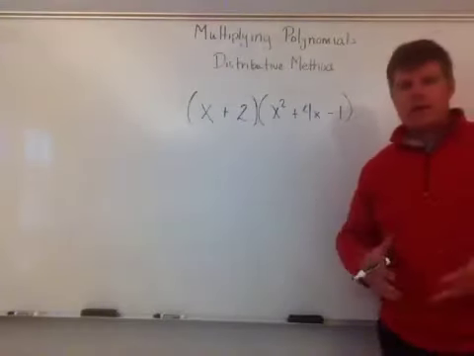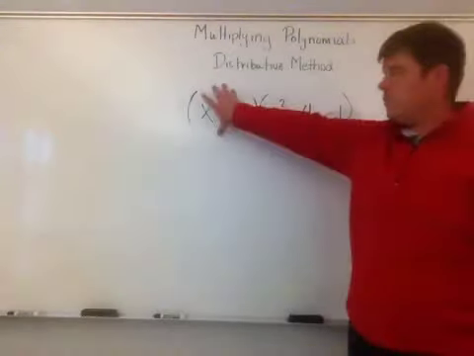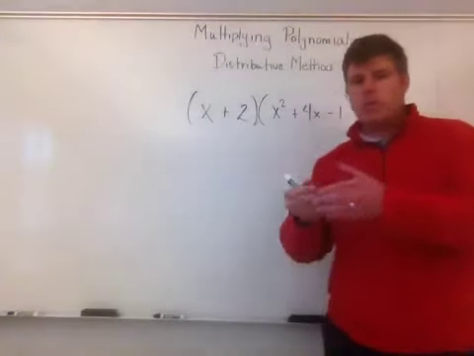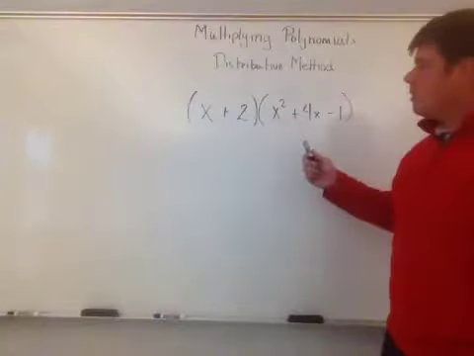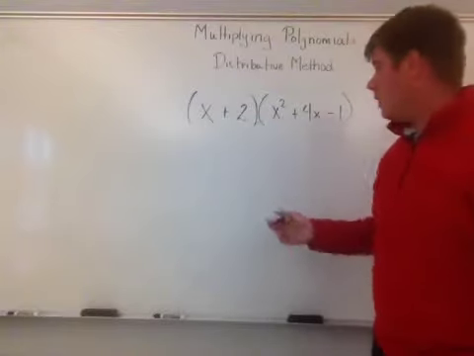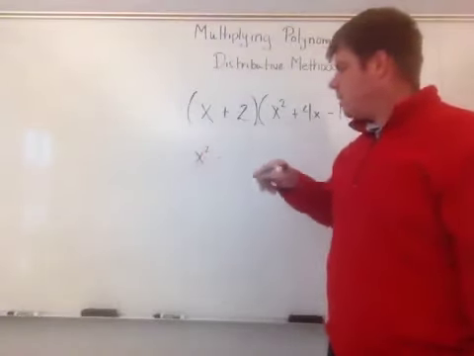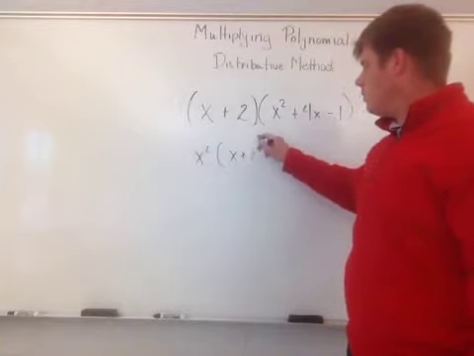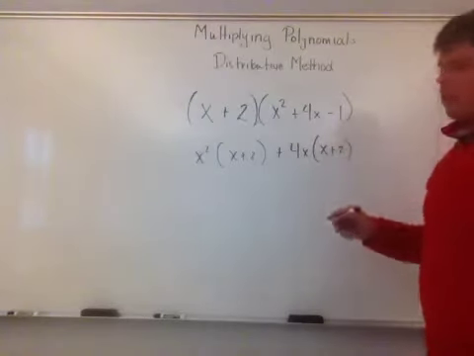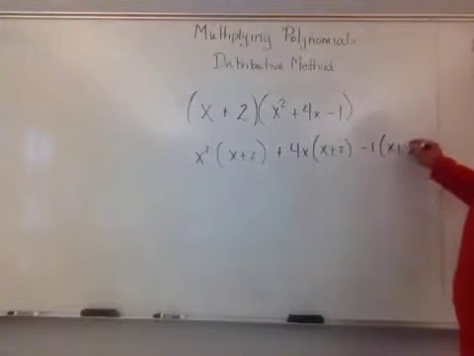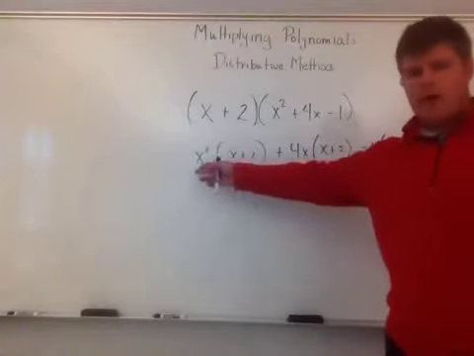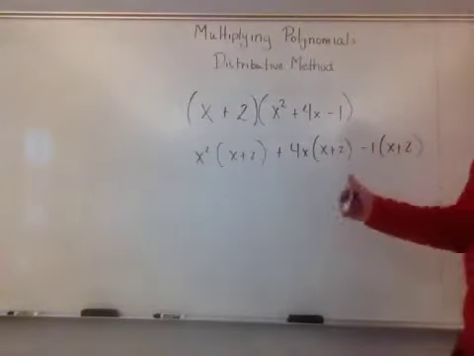Okay, so again, the distributive method just states that if I have some value multiplying another quantity, I can set up the one quantity as a multiple of each term in the other. So all I'm going to do here is set this quantity up as a multiplication of each one of these terms inside there. So I'm just going to say x squared, and I'm going to multiply it by x plus 2. I'm going to put plus 4x in parentheses x plus 2, so there's my multiplication, and negative 1 times x plus 2, and there's my other multiplication. And then I'm just going to deal with the monomial distribution to each one of these binomials. So here we go.